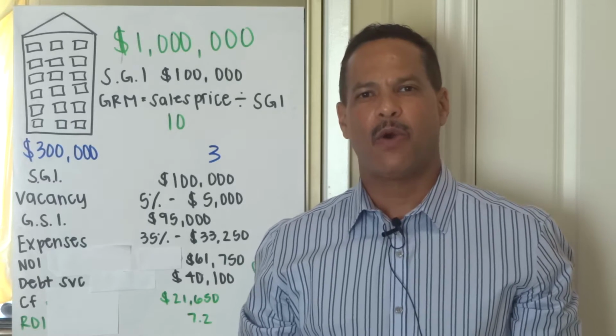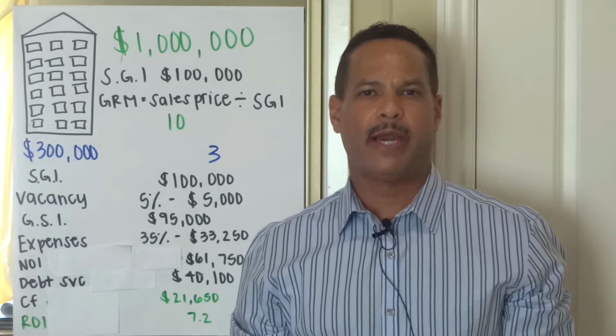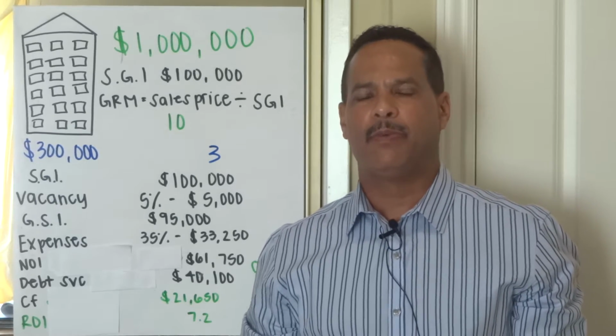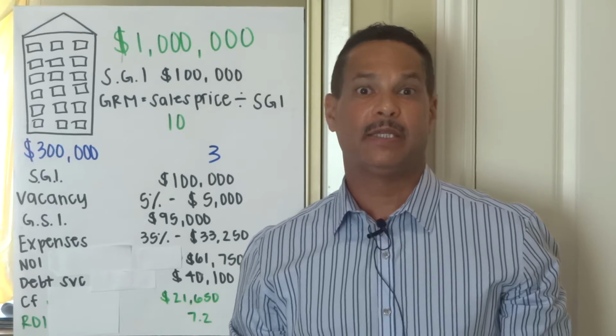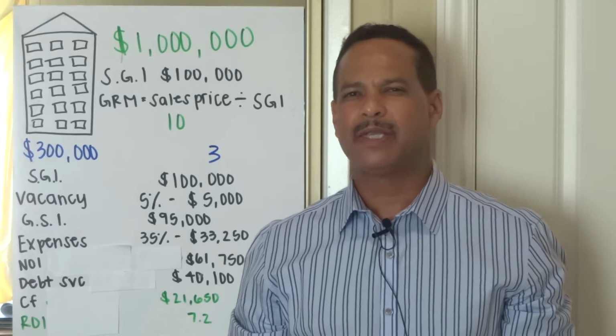One of the things that I wanted to go over just very quickly with you is the GRM, the gross rent multiplier, because it comes up quite a bit. People will say, what is a gross rent multiplier, or GRM, and how do I know if it's a good GRM, and how does that relate to the value?